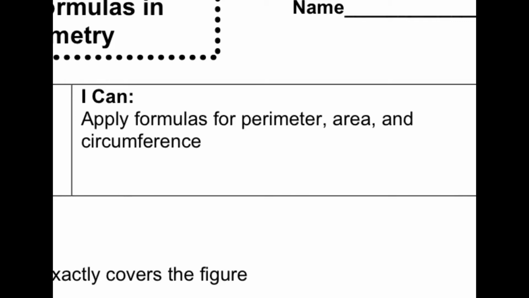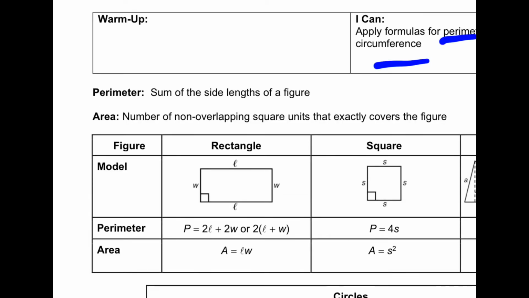In this lesson, we're going to apply formulas for perimeter, area, and circumference. First, a few definitions. Perimeter is the sum of the side lengths of a figure. Area is the number of non-overlapping square units that exactly covers the figure.